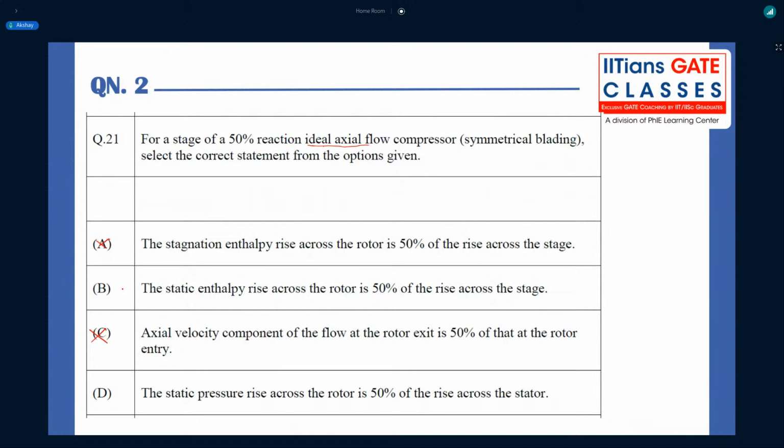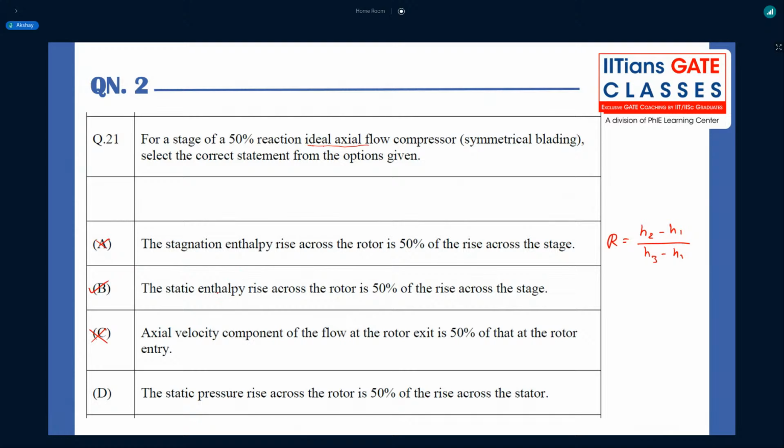Now, the static enthalpy rise across the rotor is 50% of the rise across the stage. Yes, this statement is correct, because the degree of reaction is nothing but the static enthalpy rise in a rotor to the static enthalpy rise across the stage, right? So if R is 50%, it means the rotor takes 50% of the overall static enthalpy rise in a stage.